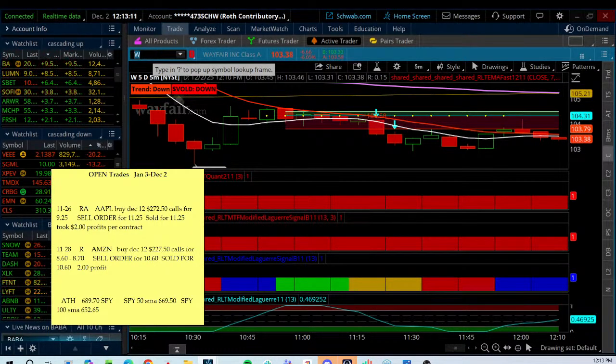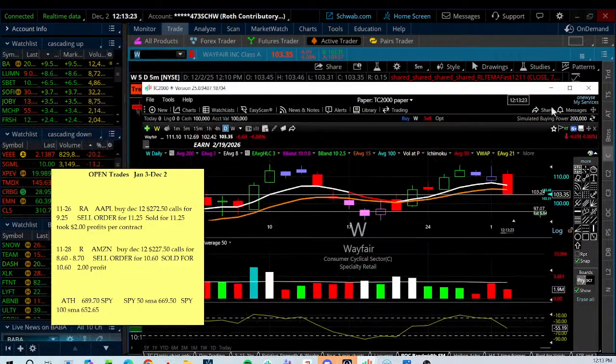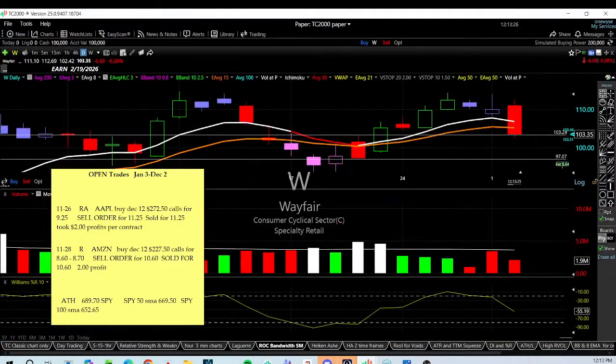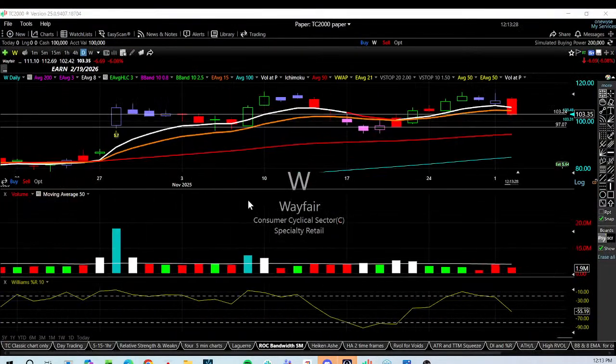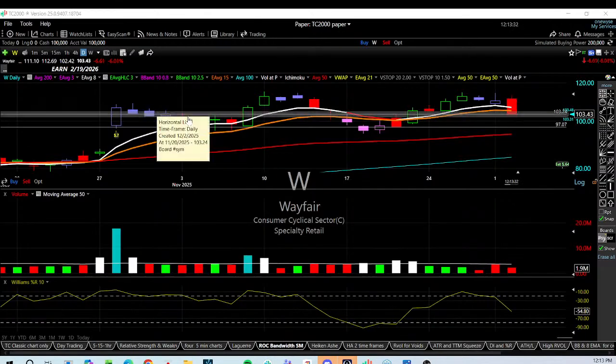Wayfair is really weak relative to the market today, and the daily chart is a very nice short setup, but I don't like it for a swing short because of the fact that it's on a bull flag, right? So we go back here. You see the big move here off of earnings in Wayfair, and then it just kind of compresses, comes down to the 8.